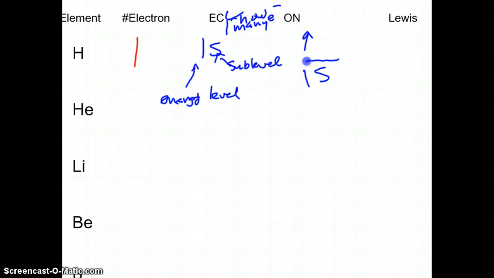We're going to hold off on the Lewis diagram for now. We'll talk about that later. So that's all we need. We need number of electrons, electron configuration, and orbital notation for today.